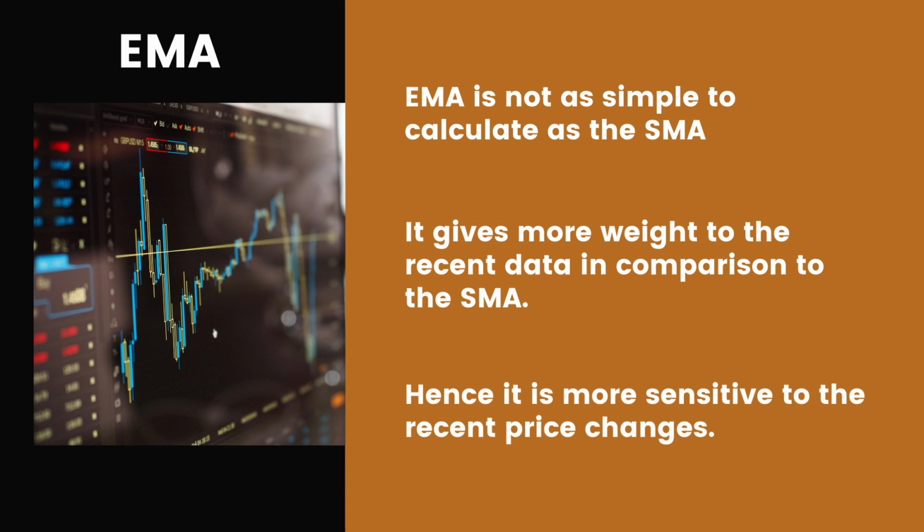Now to EMA. EMA stands for Exponential Moving Average. It is not as simple to calculate as the SMA. It gives more weight to the recent data in comparison to the SMA. Giving more weight to the most recent data makes the exponential moving average sensitive to the recent price changes. That is, the exponential moving average gives a higher weight to recent prices, while the simple moving average assigns equal weight to all values.